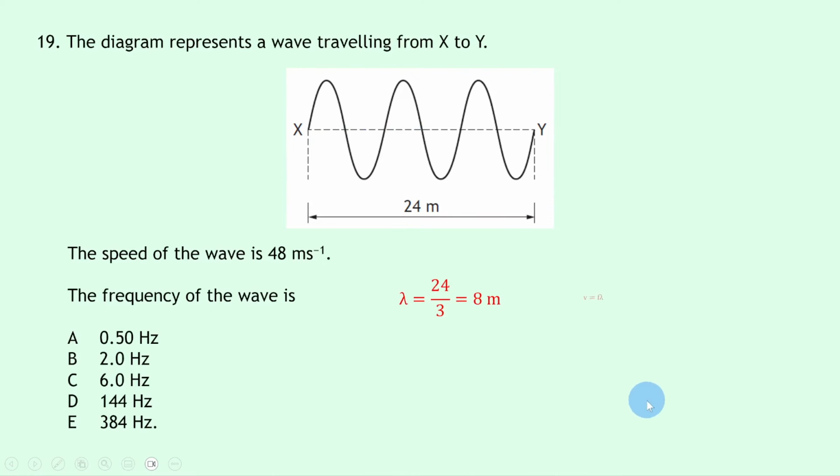And then we can use the equation v equals f lambda to find the frequency. Rearranging for frequency f, we can divide both sides by lambda to get f equals v over lambda, and then substituting in the numbers gives 48 divided by 8. Doing that in your head or putting that into your calculator should give you an answer of 6.0 Hz, which is the answer C.